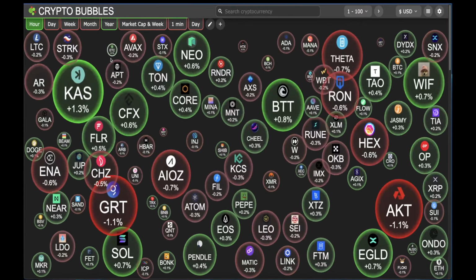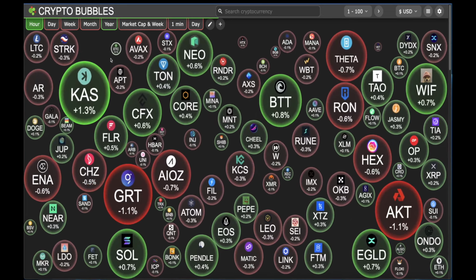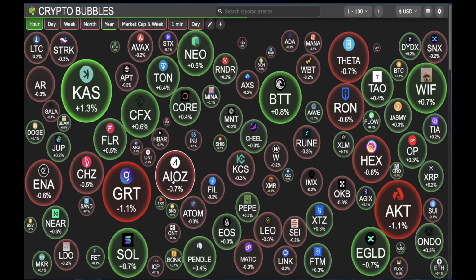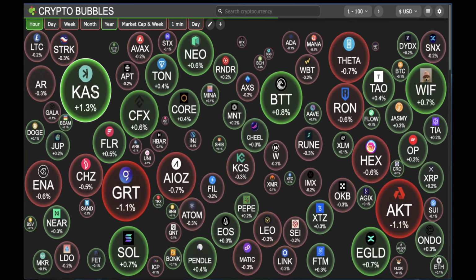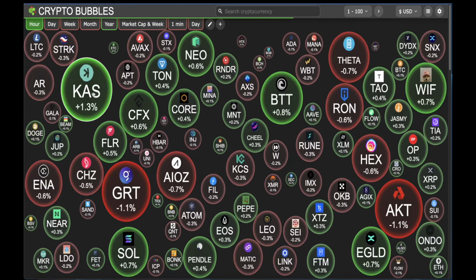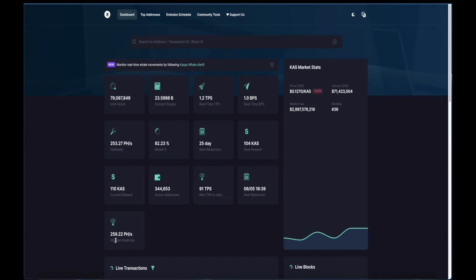And now if we look at the overall market, if you remember what I was saying, not every crypto is basically pumping at the same time. So we see that AIOZ, for example, is dumping, and now Kaspa is seeing a recovery, and it's green on the bubble chart. So that's good, but obviously it's still not enough. However, let's cover some numbers.